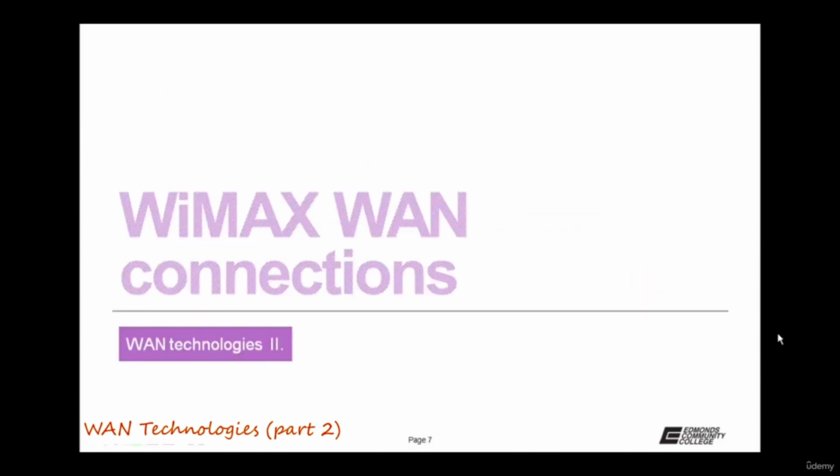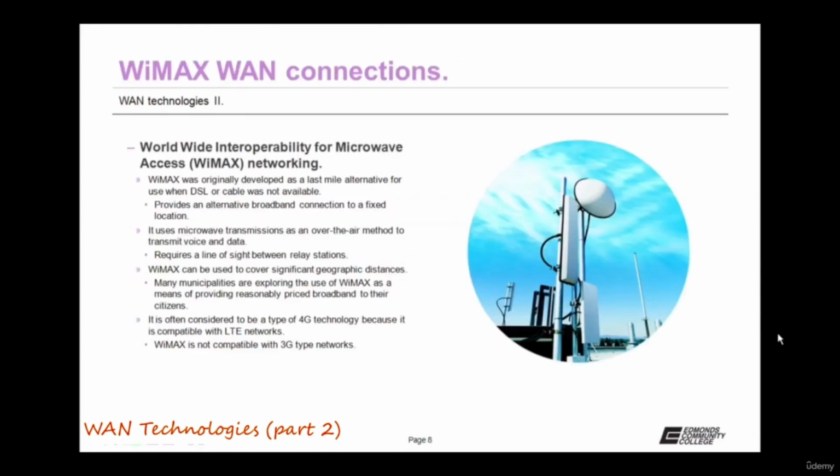Now let me introduce you to WiMAX WAN connections. WiMAX stands for Worldwide Interoperability for Microwave Access. That's a mouthful. That's why we say WiMAX. WiMAX was originally developed as a last-mile alternative to use when DSL or cable was not available. It can provide an alternative broadband connection to a fixed location. It uses microwave transmissions as an over-the-air method to transmit voice and data.